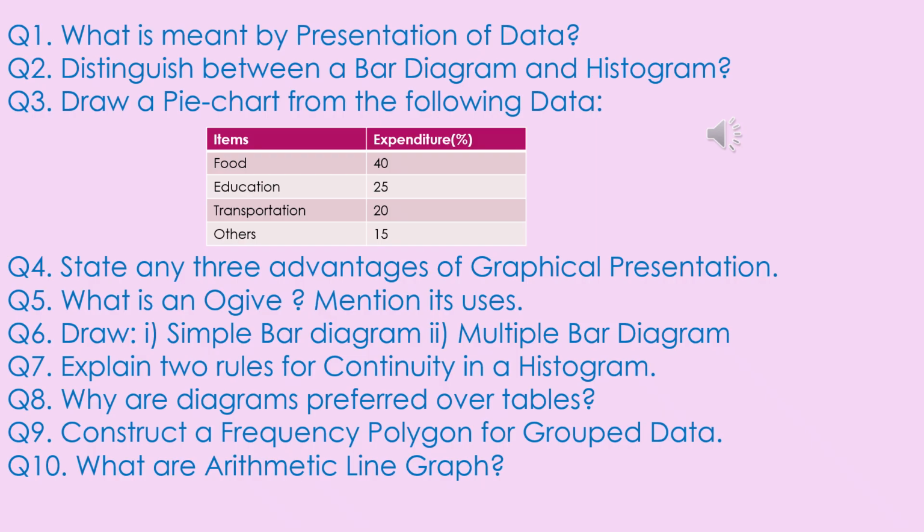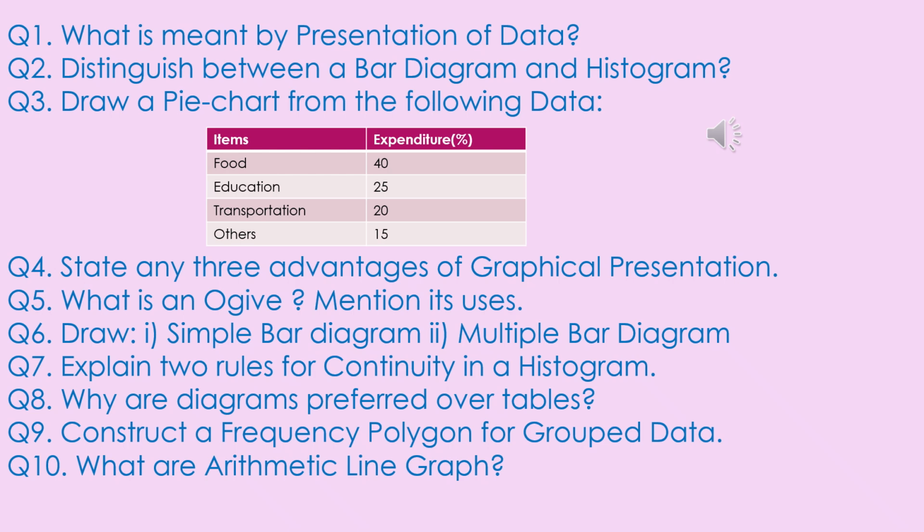Question number 4 is state any 3 advantages of graphical presentations. Question number 5 is what is an ogive? Mention its uses. Question 6 is draw a simple bar diagram and a multiple bar diagram. Question 7 is explain 2 rules for continuity in a histogram. Question 8 is why are diagrams preferred over tables?